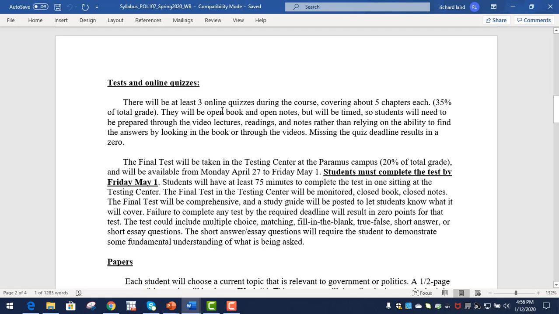Now, as far as the tests, there'll be at least 3 online quizzes, and each quiz will cover about 5 chapters each. All those 3 quizzes combined will comprise about 35% of your total grade. These quizzes will be open book and open notes, but they will be timed, so do not expect that you will be able to look up the answers to those quiz questions in the time period allotted.